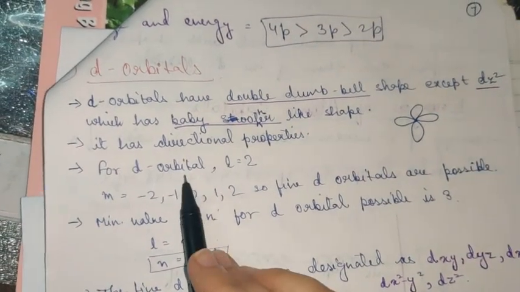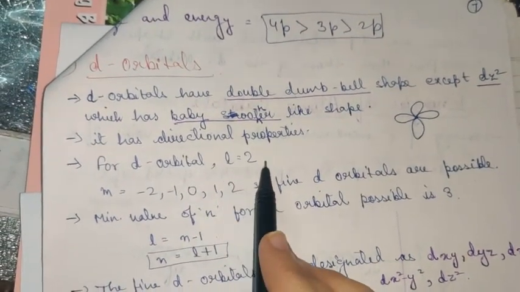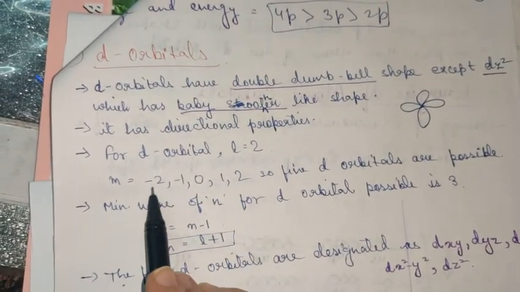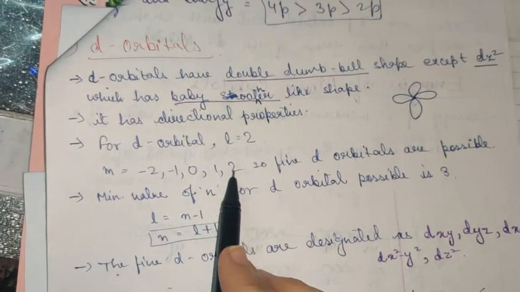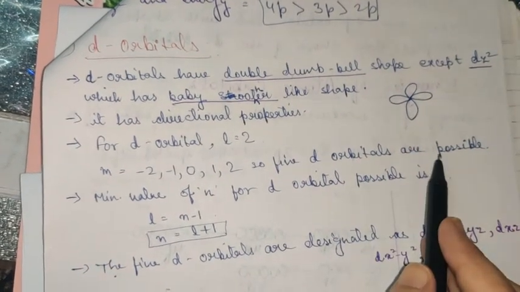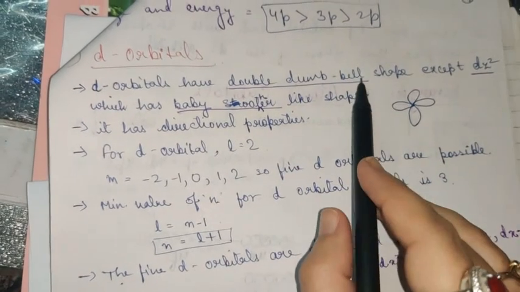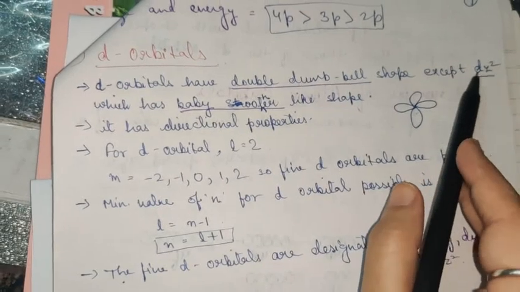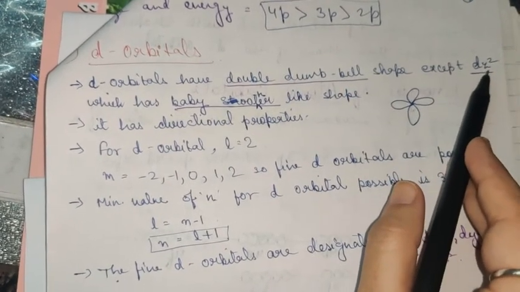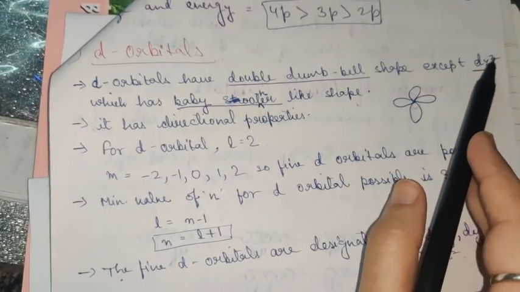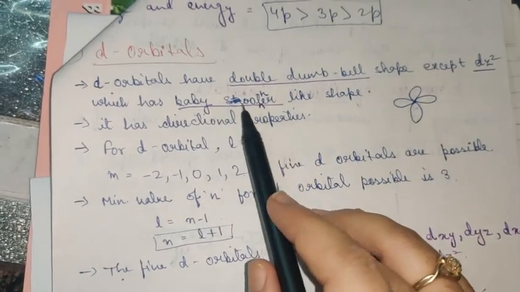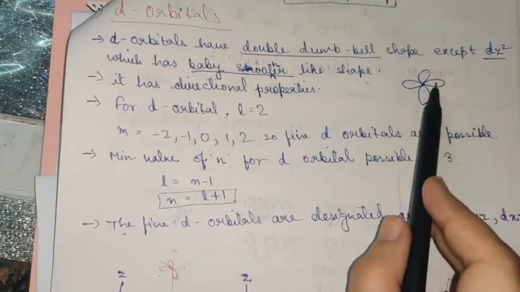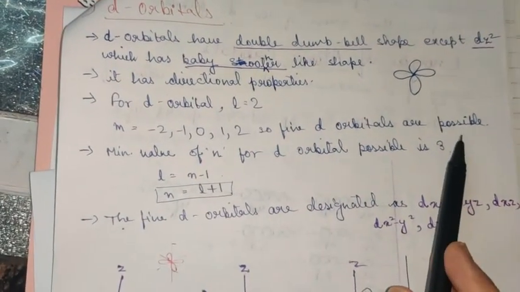So for d orbital, the value of l is 2, and when we substitute the values here, it will be -2, -1, 0, 1 and 2. So 5 d orbitals are possible. And d orbitals are dumbbell shape, except for dz square. It is an orientation, children, dz square, which has a shape of donut, or a baby soother like shape, and the rest appear like double dumbbell. So these are the various orientations.